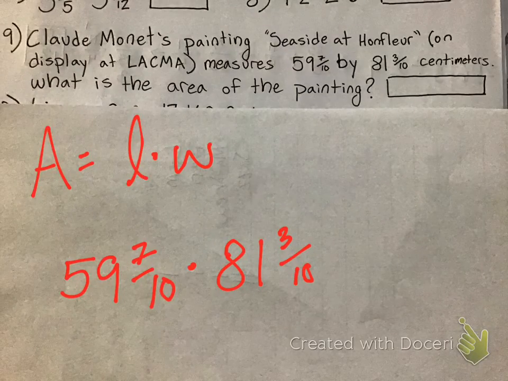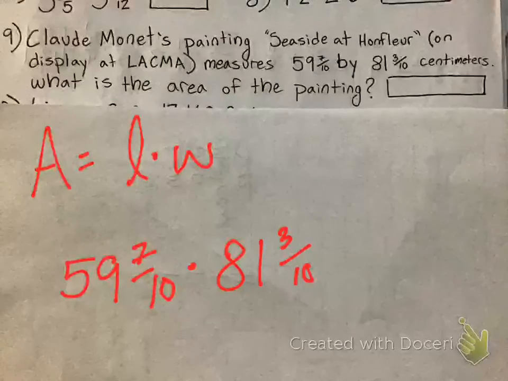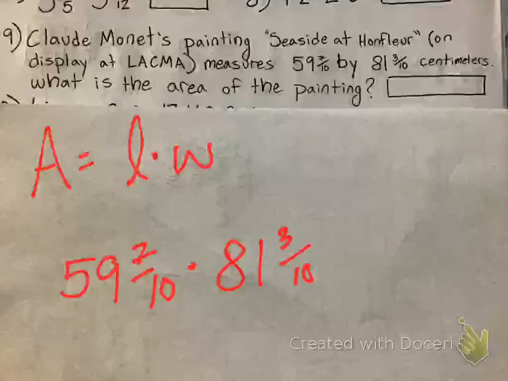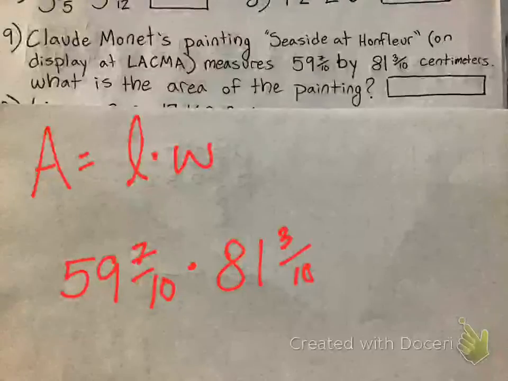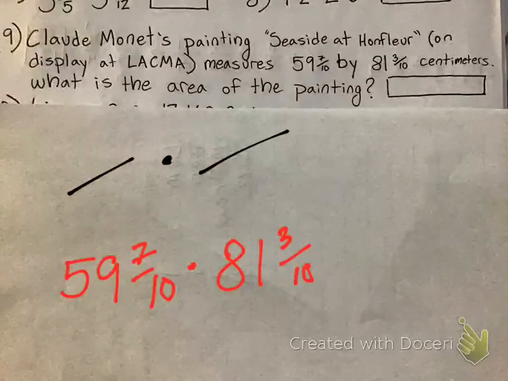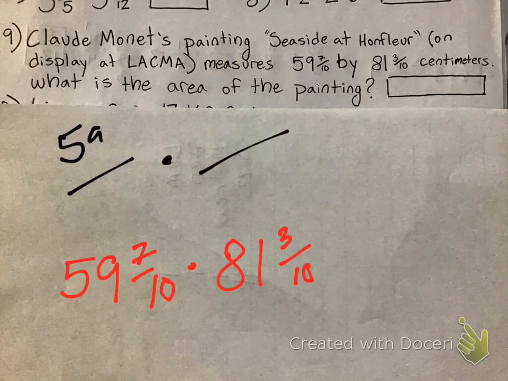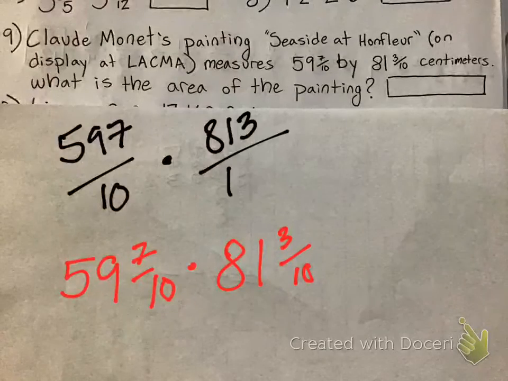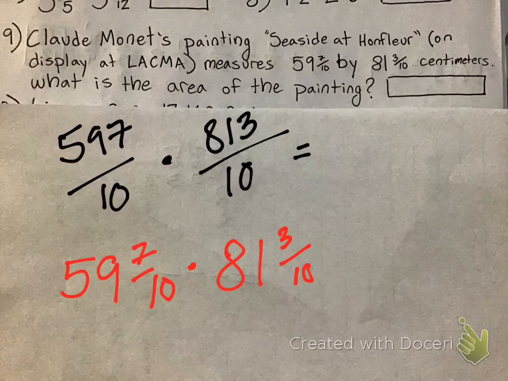If you ask which one's which, it doesn't matter. They're the same thing. Either one can be length or width. But what do we need to do to these numbers, Miles? Exactly, we need to make them an improper fraction. This one should be really easy to do, by the way. Jasmine, what is 59 and 7/10 as an improper fraction? 597 over 10. What is the next one, Oswaldo? Perfect, 813/10.